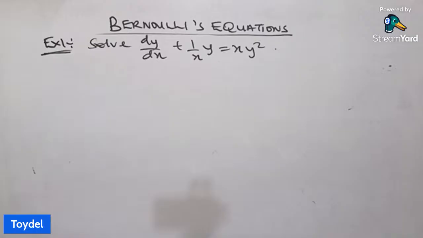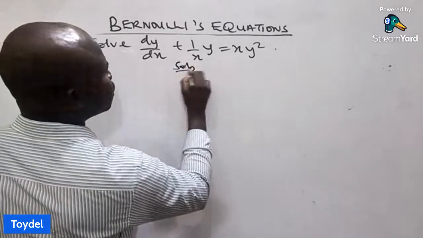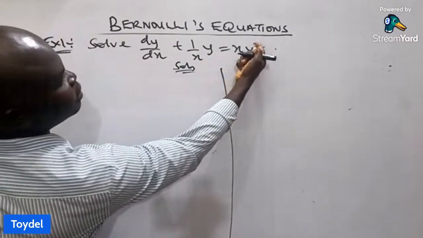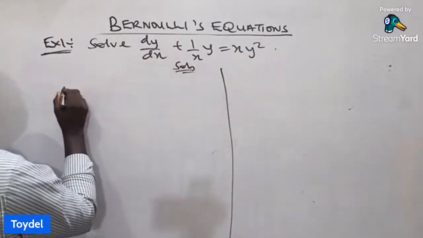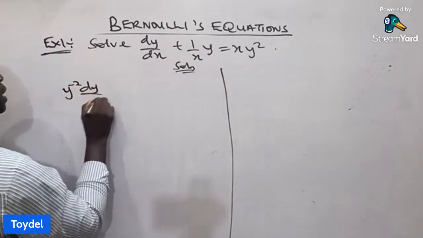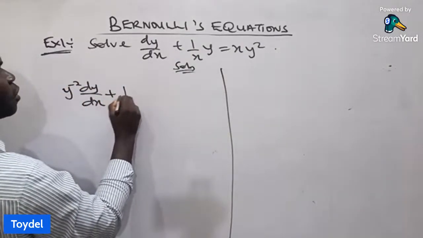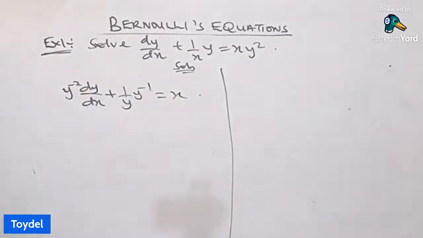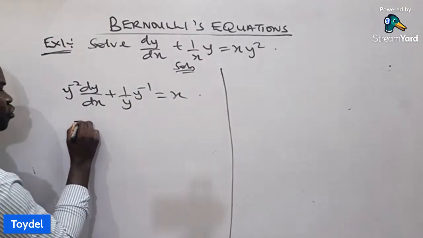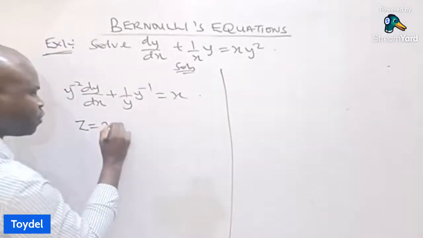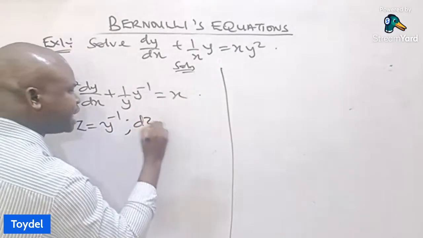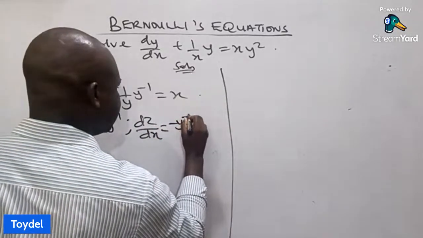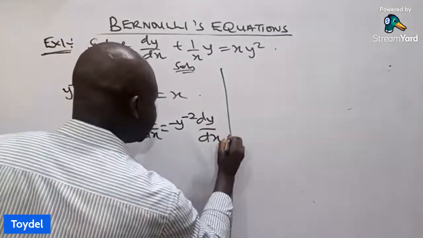For us to be able to solve this problem, let us first divide through by y raised to power 2. If we divide through by that, we are going to have y^(-2) dy/dx plus (1/x) y^(-1) is equal to x. That's the first step. Meaning that we substitute z to be equal to y raised to power minus 1. Then what will be dz/dx? dz/dx will be minus y^(-2) dy/dx. That's what we are going to get.